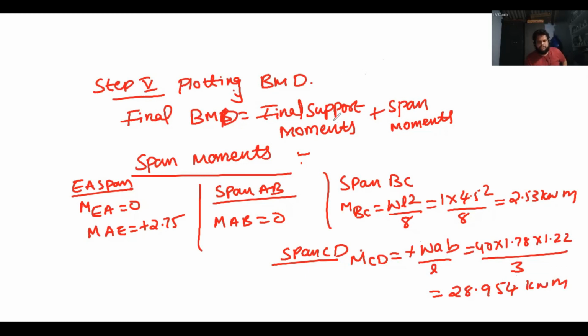So after this, what you have to do is directly plot the bending moment diagram. So now final support moments we got, span moments also we got. Now directly we'll go for plotting the bending moment diagram. So final moments and support moments I will draw, I will put in the values over here. Okay. So this is EA, AB, BC, CD.